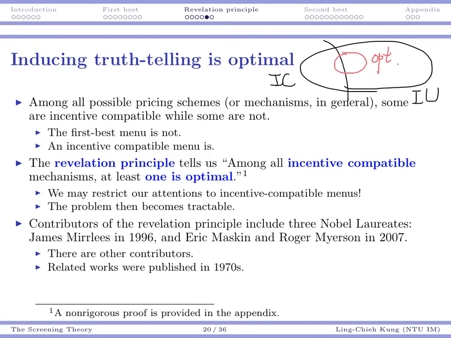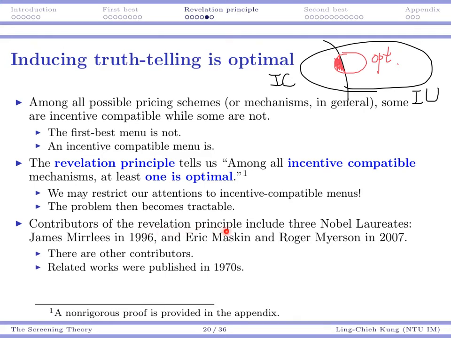This result is saying that this particular area here, okay, is non-empty. I don't need to investigate or search among all possible contracts. I only need to search among incentive compatible contracts. Within this subset, I find an optimal contract. Okay, within this subset, I find the best contract. That's going to be the best among all possible contracts. That's revelation principle. The best thing to do is to reveal the agent's type.